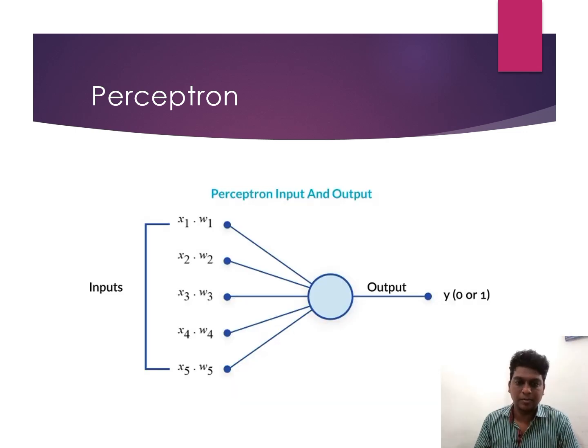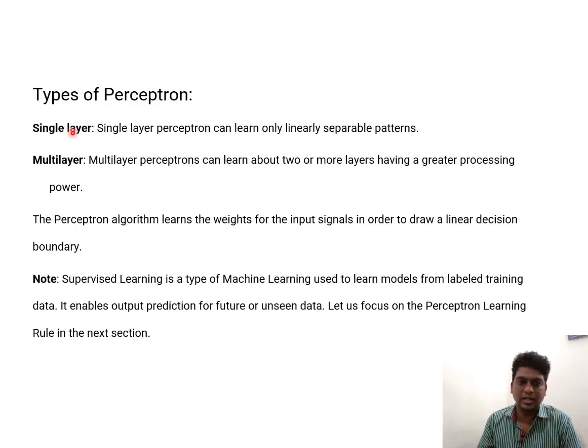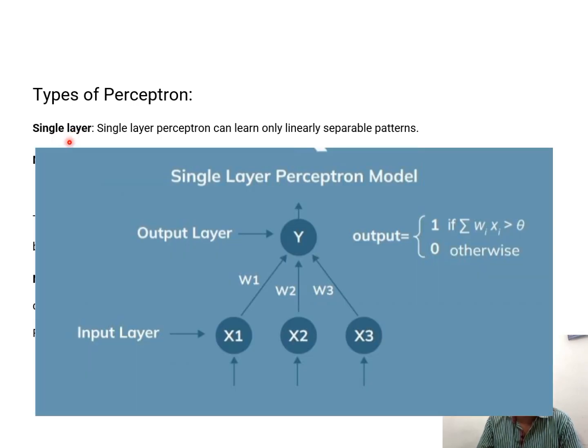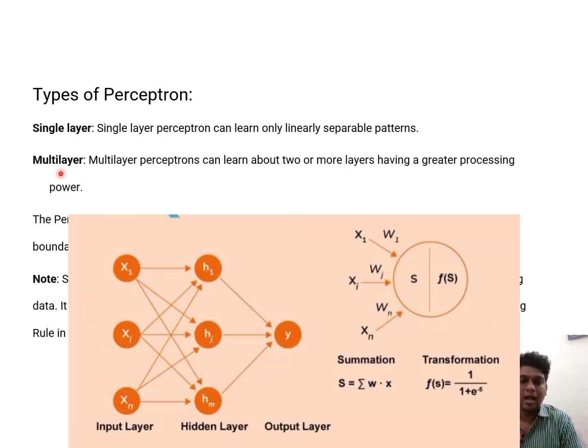Diagram for a perceptron. So here these are all the inputs and these are the corresponding weights. You have to multiply the inputs and their corresponding weights, and all of them are summed together, and we can get the output either as 0 or 1. So the main types of neuron are single layer and multi-layer. In single layer, there's only one hidden layer and the output layer. In case of multi-layer, they have many hidden layers.